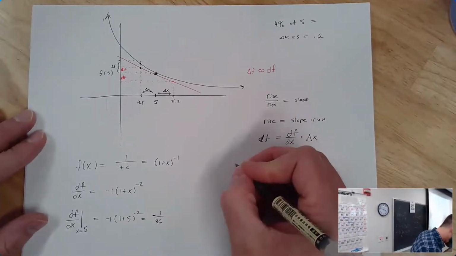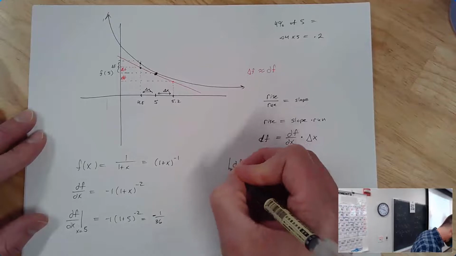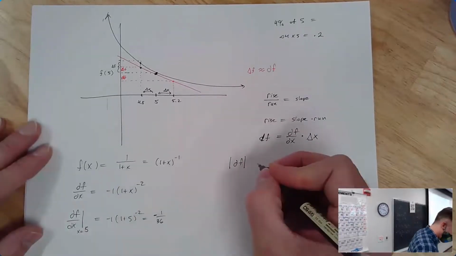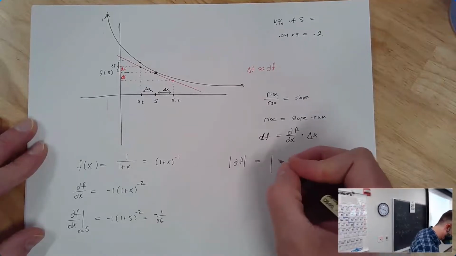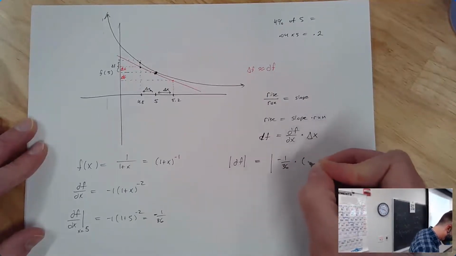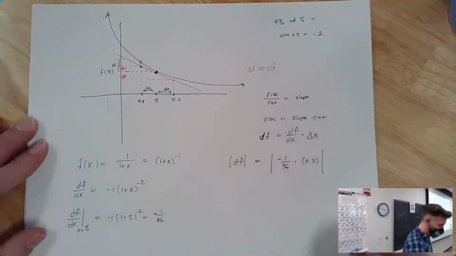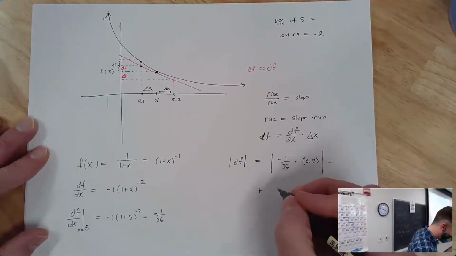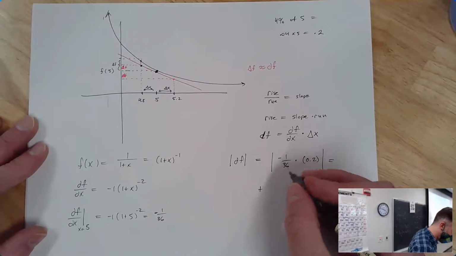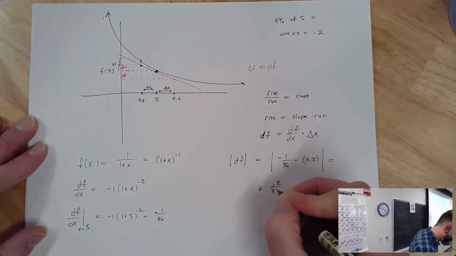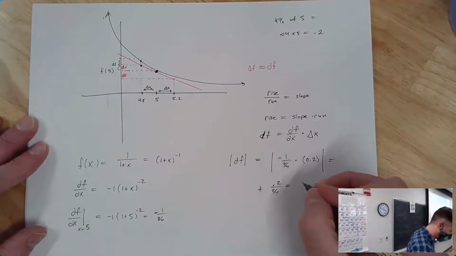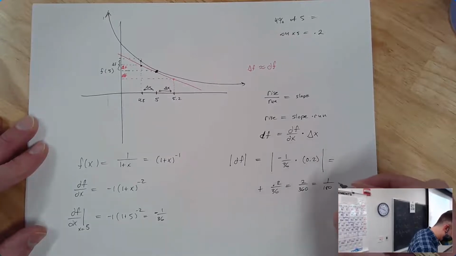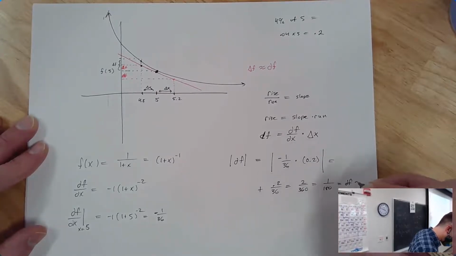Here's what we're actually going to get. We're going to get the df in absolute value, because you're always taking absolute values here, is going to be the absolute value of this negative 1 over 36 times this 0.2, which ends up being positive 0.2 over 36. I always feel terrible writing a decimal over a fraction. Then I'd multiply the top and bottom by 10 and get 2 over 360, or 1 over 180. So that is our df, which is approximating the actual change in the function.